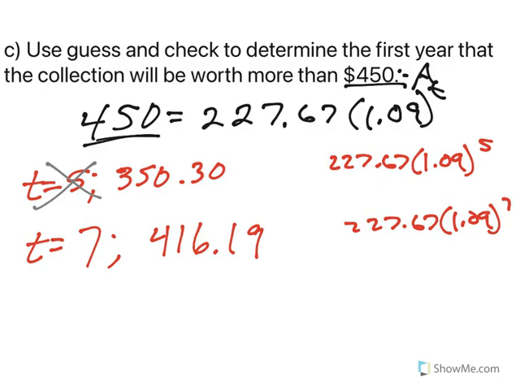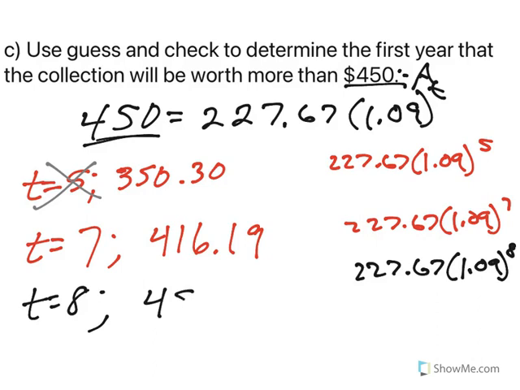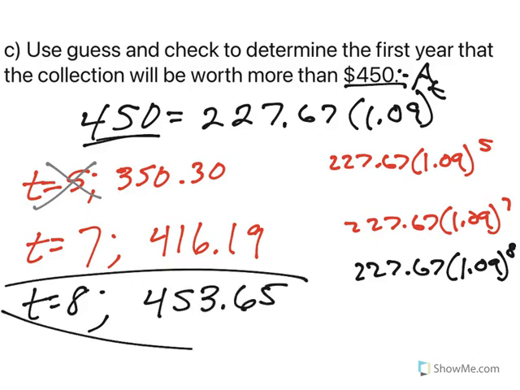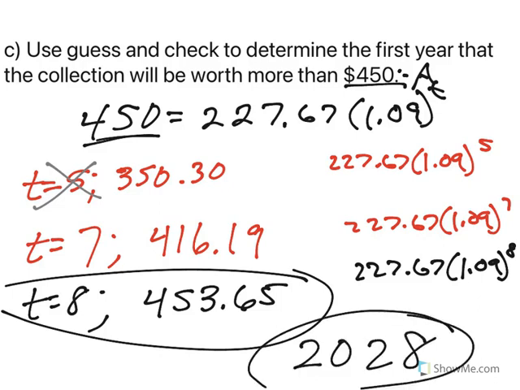Well, that's not enough. So if I try T equals 8, 227.67, 1.09 raised to the 8th, I get 453.65, and there's my winner chicken dinner. So after 8 years, so that would be 2028. In 2028, the action figure set will be worth more than $450, assuming it continues to grow at this same rate of change. And that is calculating exponential change with some exponential growth and decay.